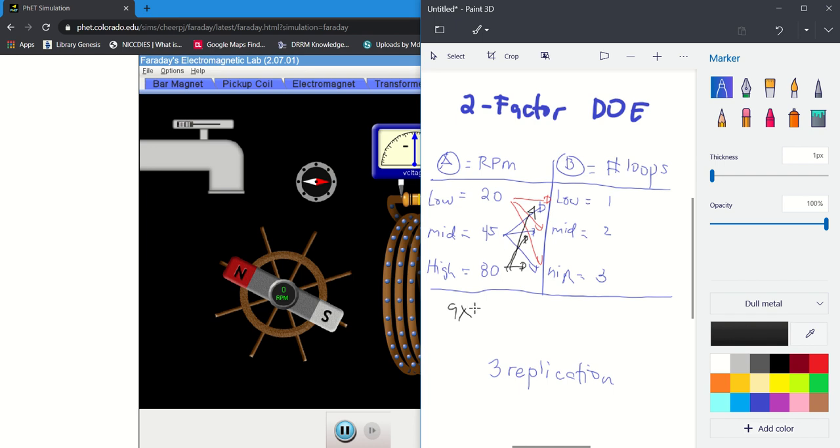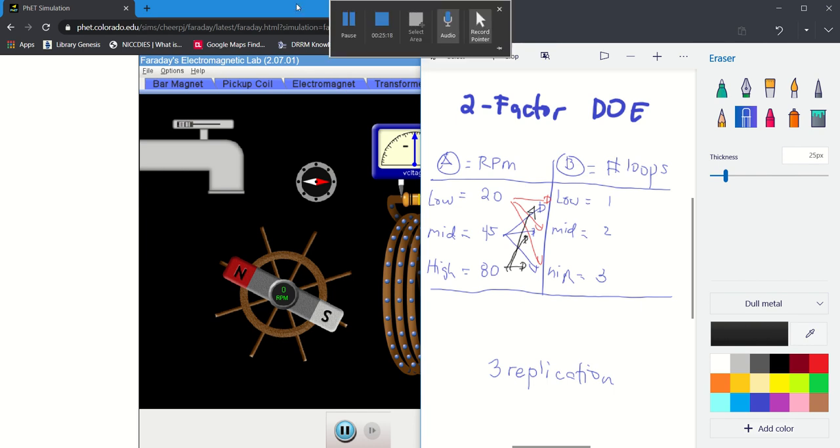So we have basically 4. Wait lang. 3, 6, 9, 1, 2, 3. So 9 times 3, we have 27 all in all. 27 lahat ang ating data points or data sets. Data points, sorry. So 27 lahat ang ina-expect natin magiging ating value. So kung gagawa tayo ng table, 27 ang ating ina-expect.